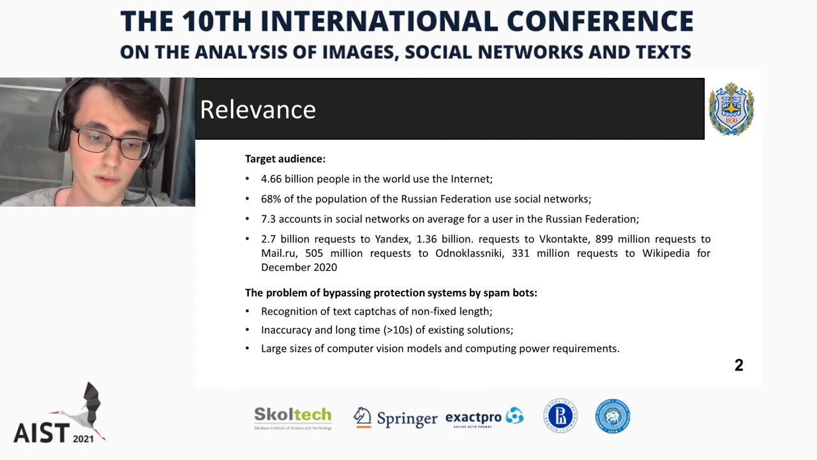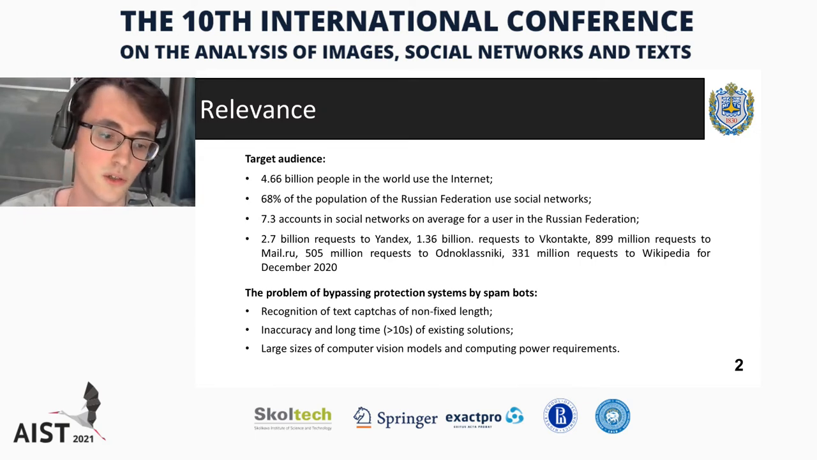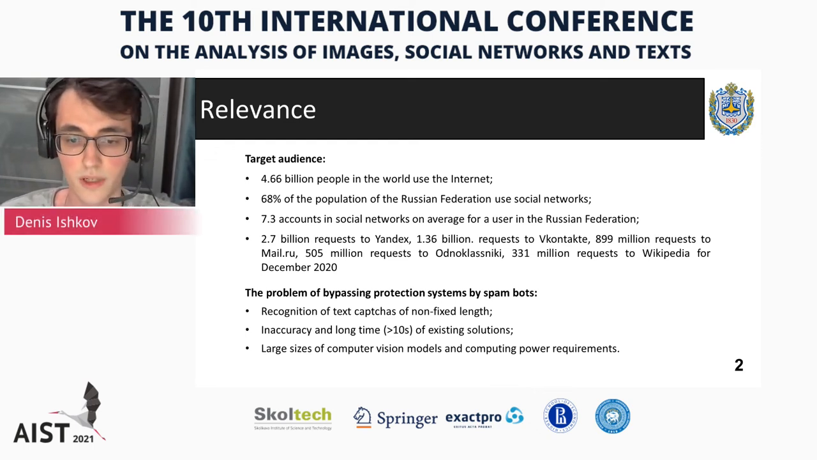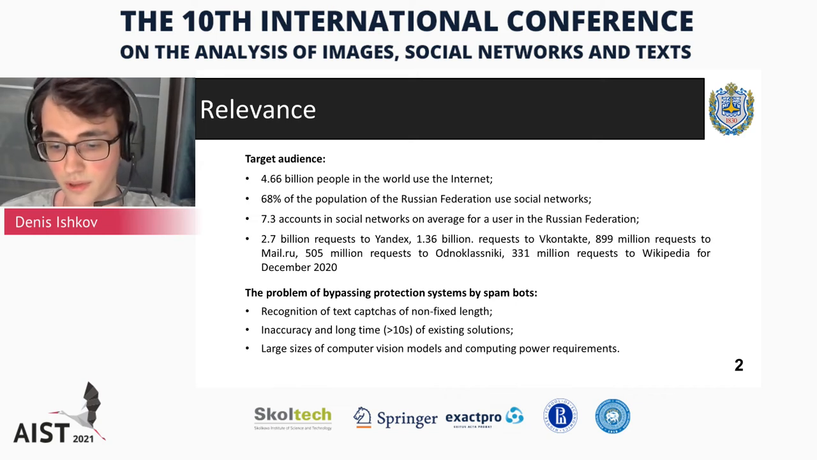There are many ways for bypassing such protections, and one of the most popular ones is human-powered recognition services. However, such services lack in speed, and they are also unstable in terms of accuracy because of the human factor. And finally, if we talk about deep learning solutions, computer vision solutions, they usually require a lot of computational power, and that's the reason why they're usually hosted on backend services and similar high power, high spec devices.